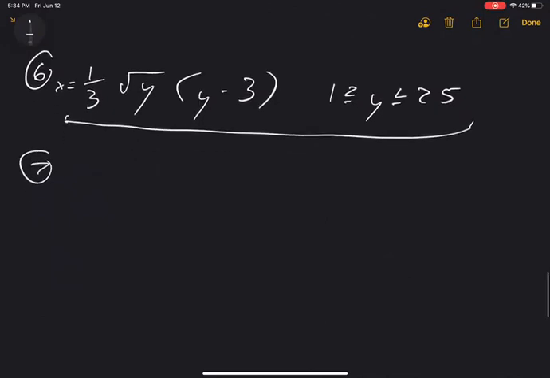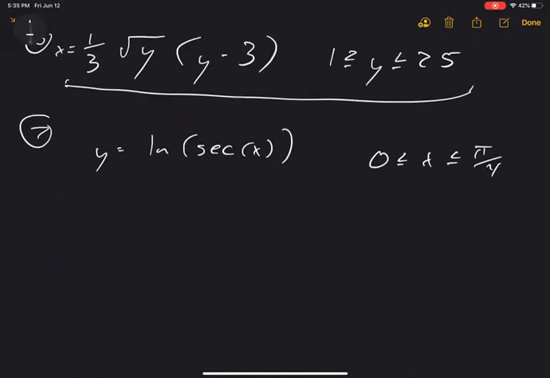Number 7 looks a little tricky, so we have y equals ln secant x between 0 and pi over 4. Let's see. So I take the derivative, and I get 1 over secant x, and then I need to multiply by the derivative of secant. This is like chain rule, right? So it should be secant x tangent x, and the secants cancel.